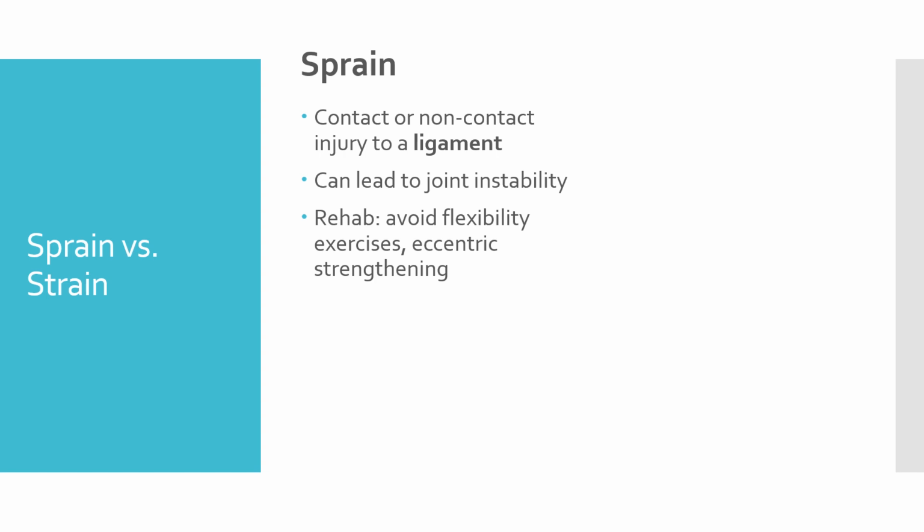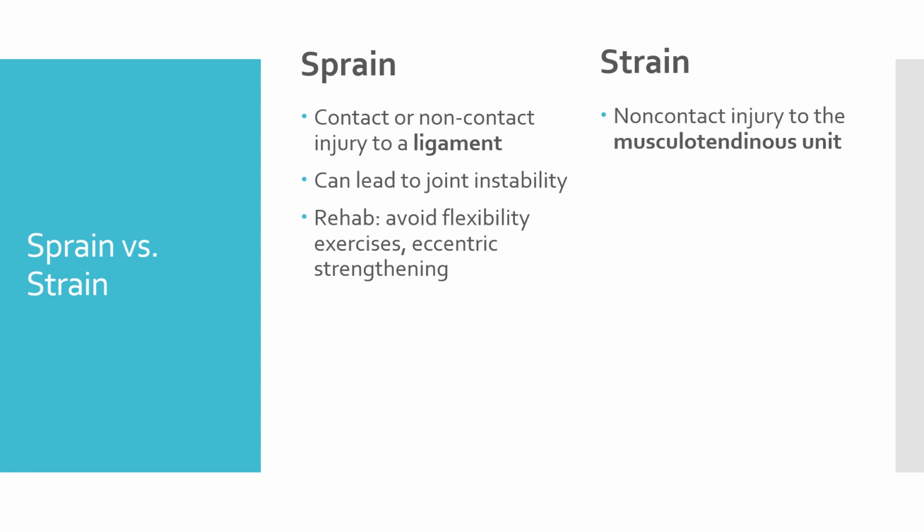Now let's clarify two terms that students and even some clinicians frequently confuse: sprains and strains. A sprain is an injury to a ligament. Remember, ligaments connect bone to bone and provide joint stability. Sprains can occur from contact or non-contact mechanisms. Because ligaments stabilize joints, a significant sprain can lead to joint instability. And this has major implications for rehabilitation because we generally want to avoid any aggressive flexibility or other exercise early on that might further stress an already compromised ligament.